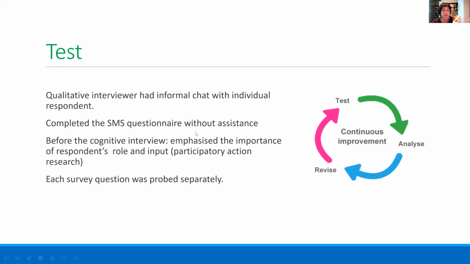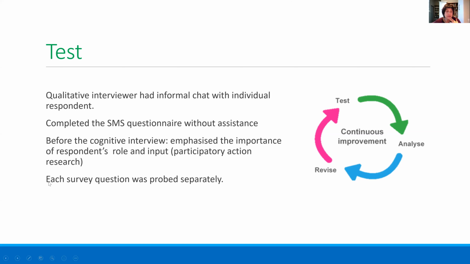Then the respondent completed the SMS questionnaire without any assistance. But before we did the cognitive interview, we explained to the respondent that they must help us to make sure that the questionnaire can be understood by other people like themselves. So we're not there to judge them. Normally people wouldn't be happy to say, I didn't have the foggiest idea what they were asking me, or I don't understand that word. But after we've explained their role in the process, they really participated very well.